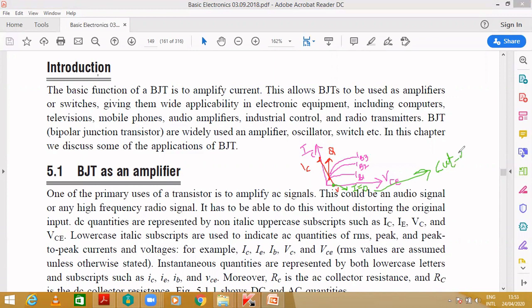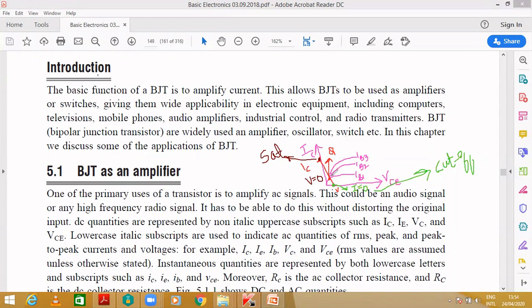Suppose my operating point is on the voltage axis, here on the y-axis. This is called saturation, the current is saturated, because here you can see the voltage will be 0. There is no drop. When the voltage is 0, this region is called the saturation region.